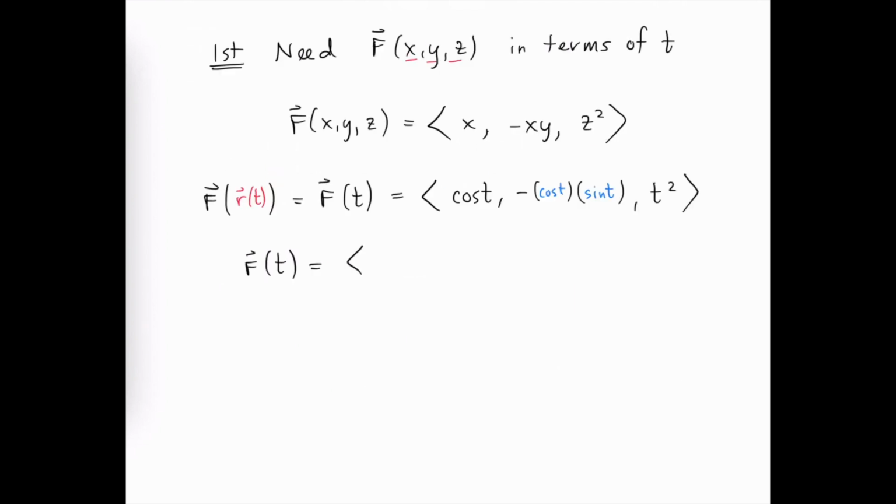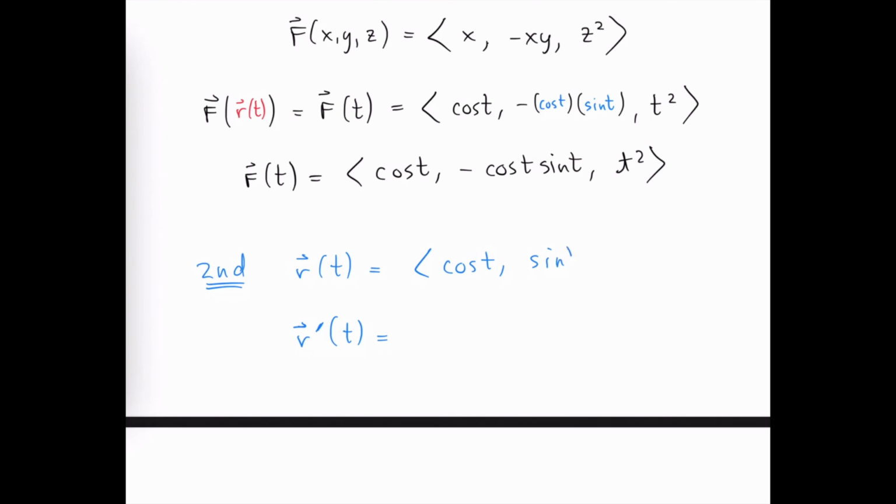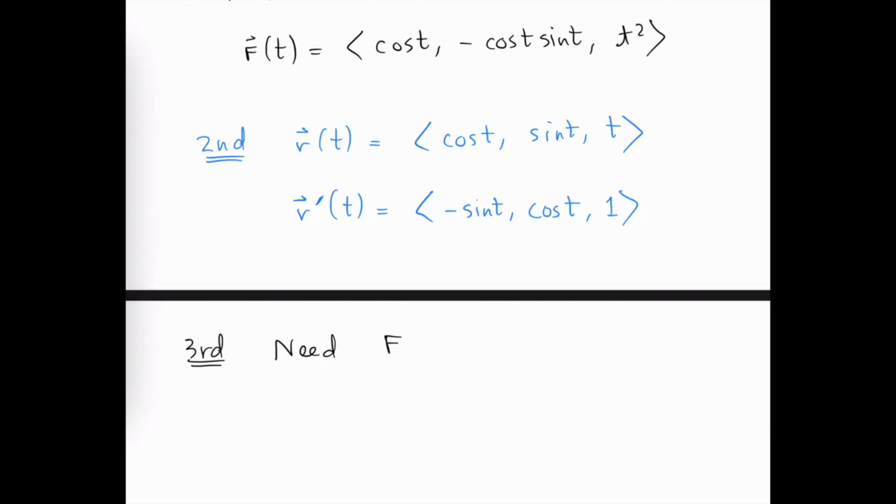Now let's clean this up and then move to the second step, which is to find the r prime t vector function. Let's recall that the position vector was cos t, sine t, t, so r prime t is going to be minus sine t, cos t, and 1. Now we're going to take our force vector function that depends on t and dot product that with the r prime t vector function, which is going to give us some scalar function that we will then integrate.